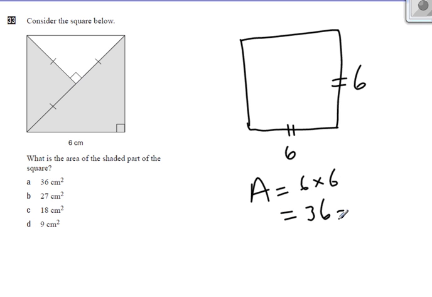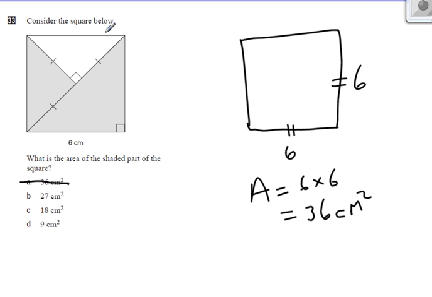So the entire square is 36 centimeters squared. Now look at your options. Could I possibly have shaded 36 centimeters squared if that's the whole shape? Well, no, I didn't shade the whole shape, so I can cross off A. So which one is left?